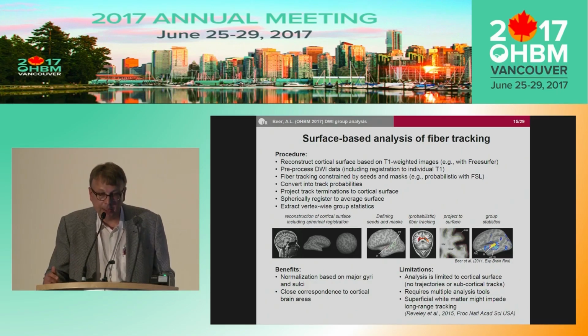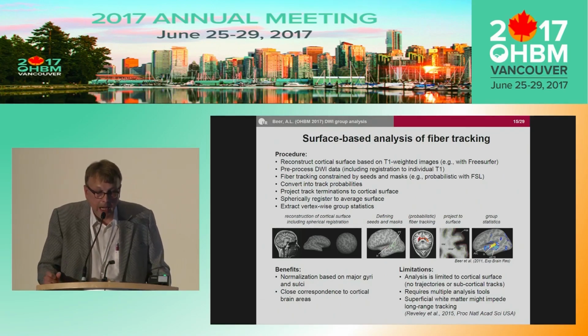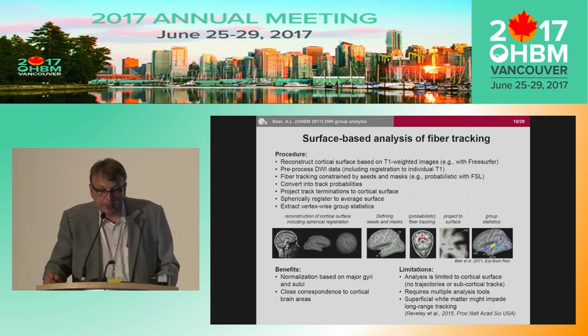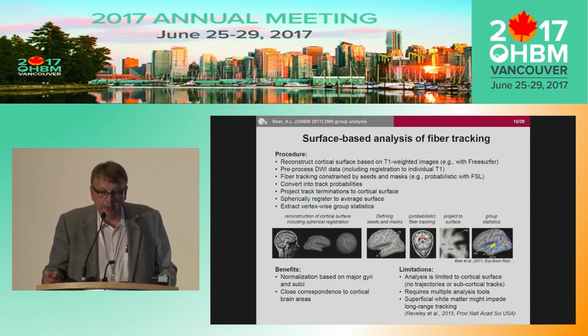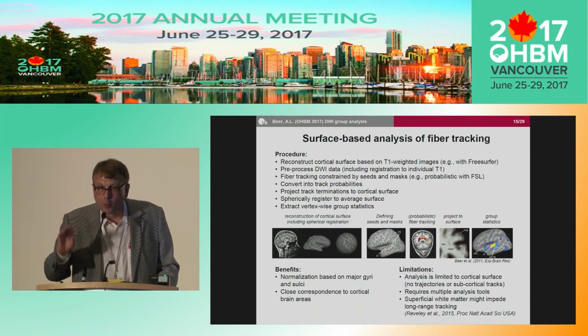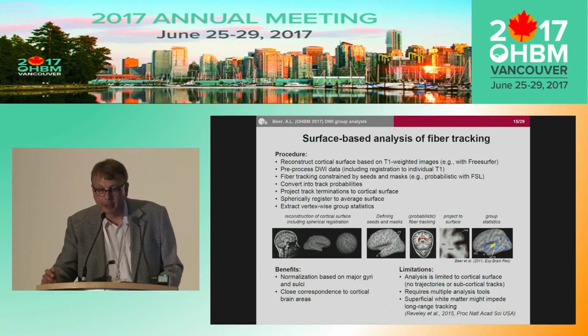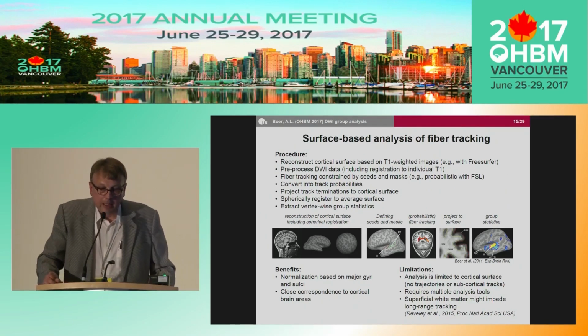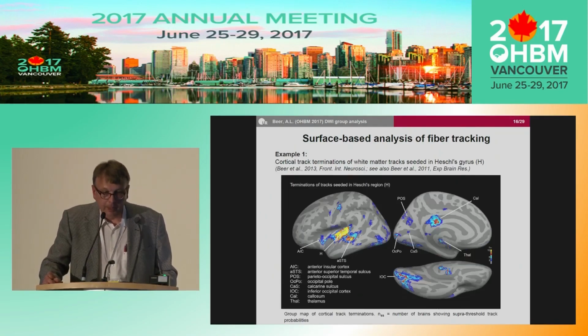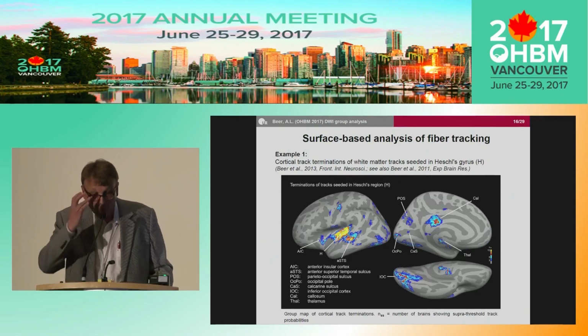So the advantages here are that you have a normalization based on major gyri and sulci, and you have a relatively close correspondence to cortical brain areas. A disadvantage here is that it limits your analysis to the cortical surfaces, and it requires multiple analysis tools. There's no single fixed tool that is doing everything for you. Here are a few examples of that approach.